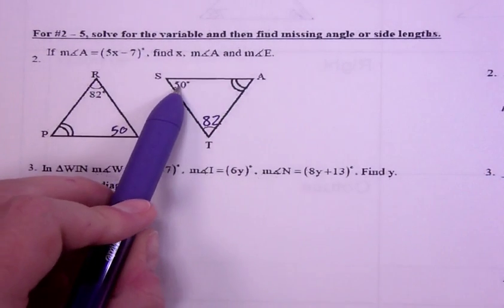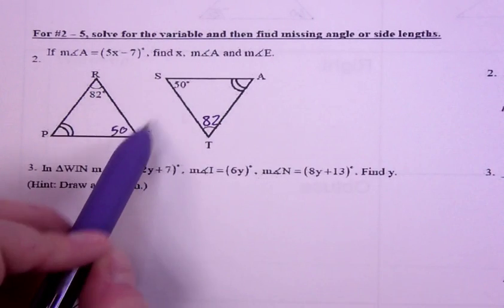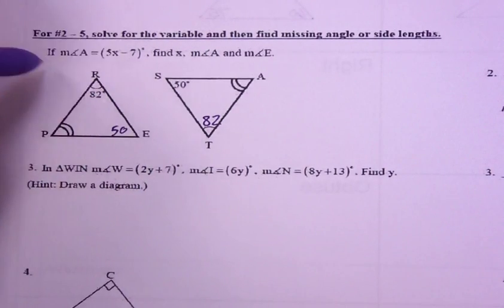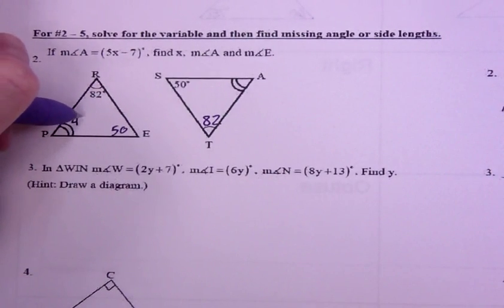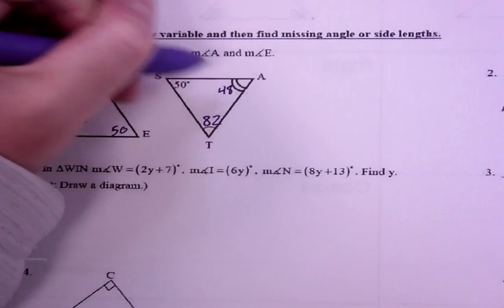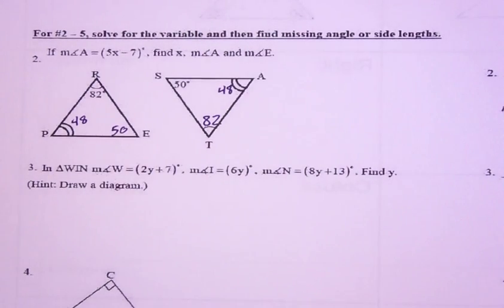Because S and E are the same angle. Because this whole chapter, we're talking about congruent triangles. So it's 2 triangles that are the same. Is this 48? Yes. Good.